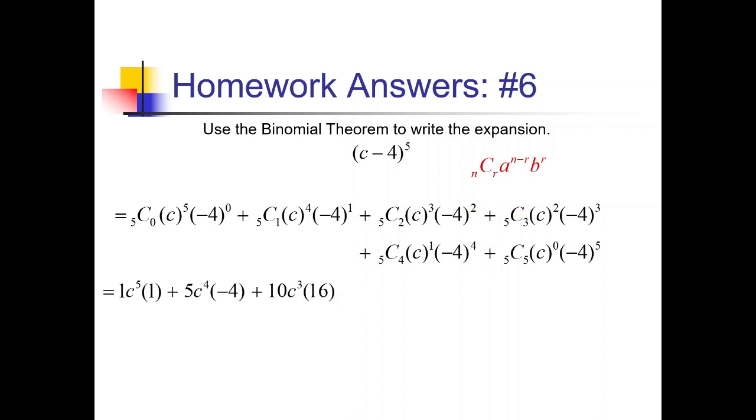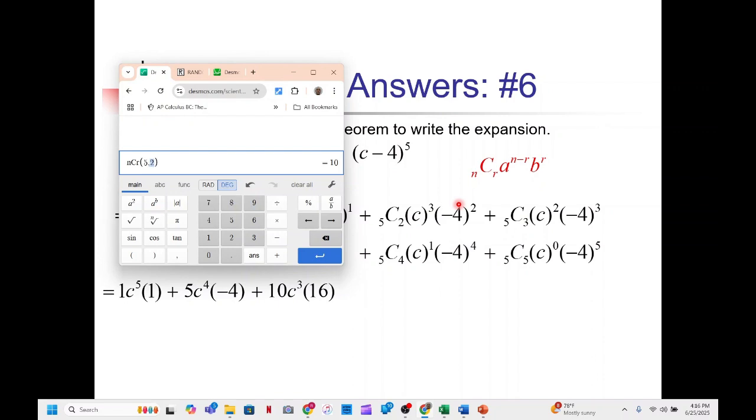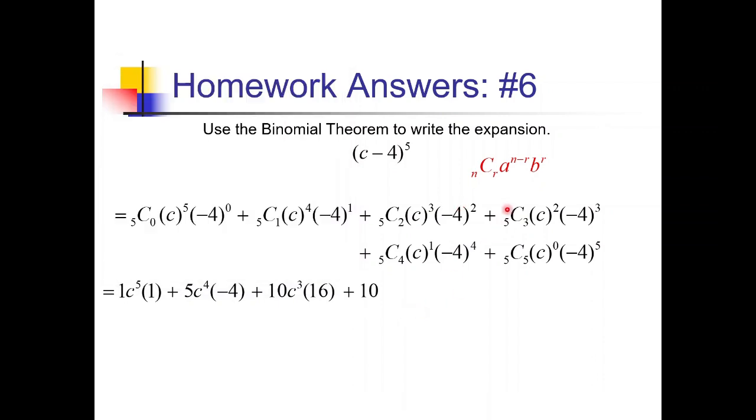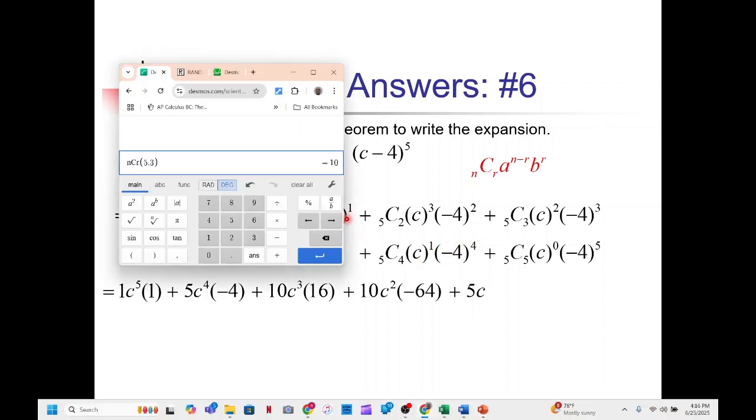Next up, 5 choose 3. Let me just change that 2 out for a 3, and that's also 10. c squared, and then negative 4 cubed is negative 64. 5 choose 4. This is an n choose n minus 1 situation. It's just going to be whatever the n is, so that's just 5. You could plug it in though. We have c to the first, negative 4 to the fourth. Let me plug that in. Negative 4 exponent 4 gives me 256.